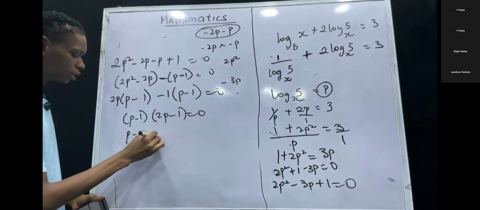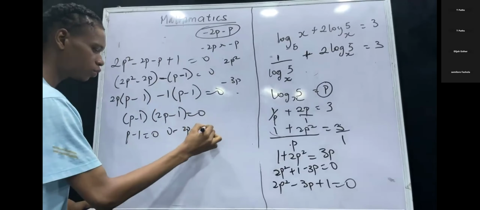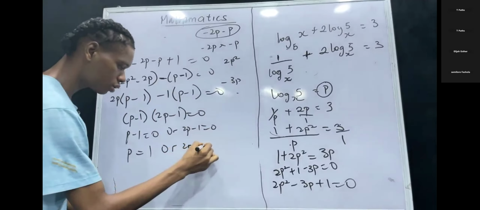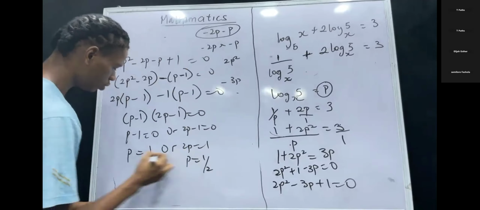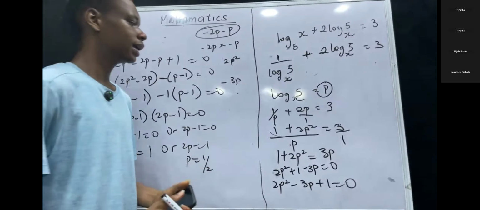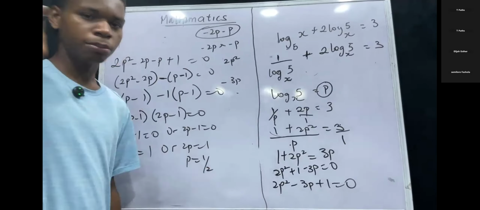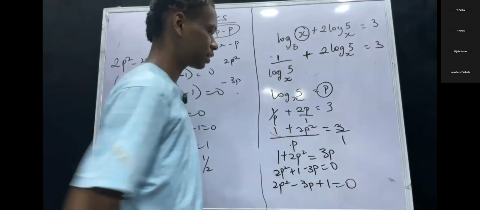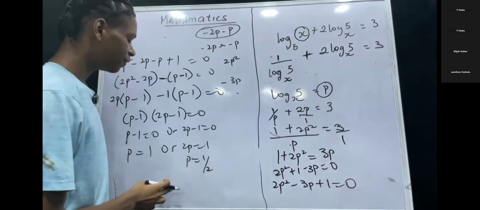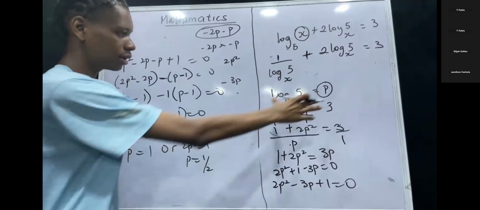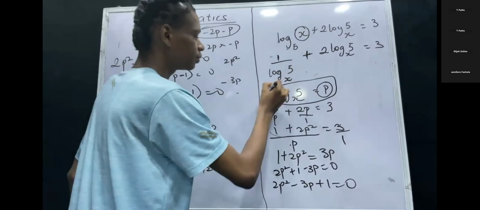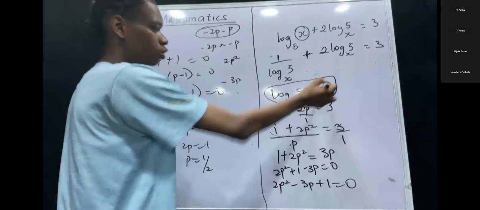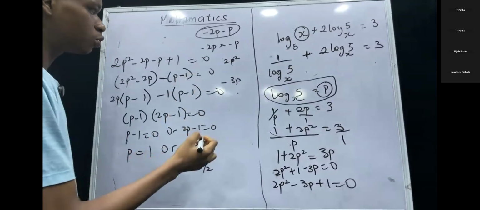So this is the same as p minus 1 equal to 0, or 2p minus 1 is equal to 0. So this becomes p is equal to 1, or 2p is equal to 1. So I have p is equal to 1 over 2, or p is equal to 1. Now I have gotten the value of my p. But that is not what the question asks. The question asks me to find the value of x. Now, how do I find the value of x? Don't forget, I have this expression here. This expression says log 5 to base x is equal to p.